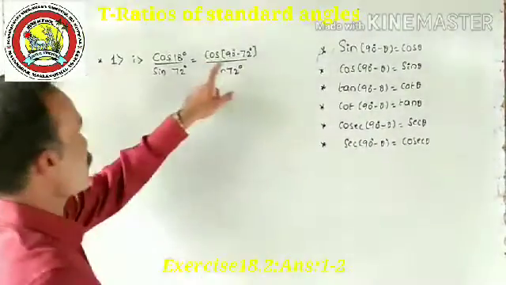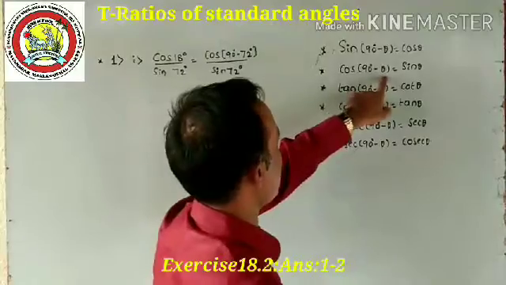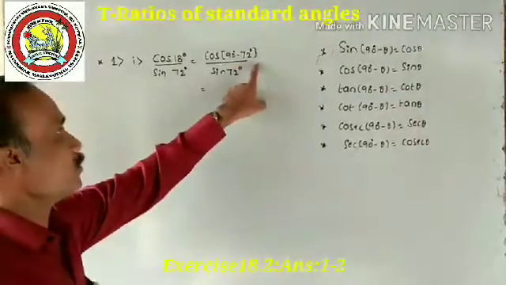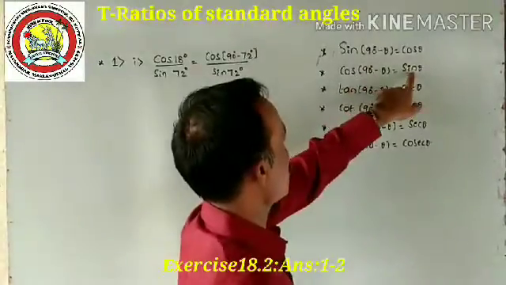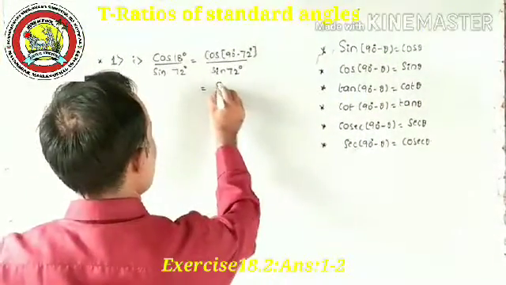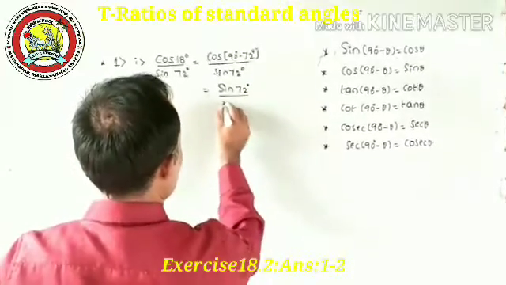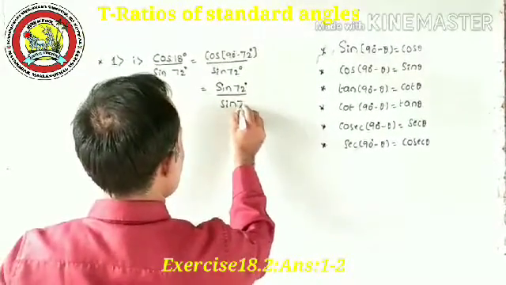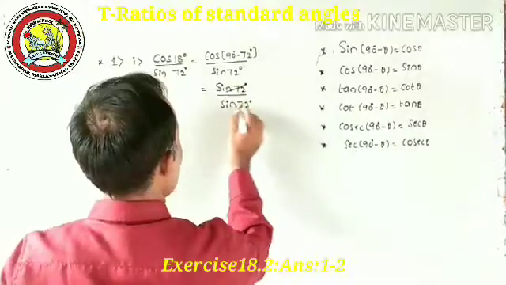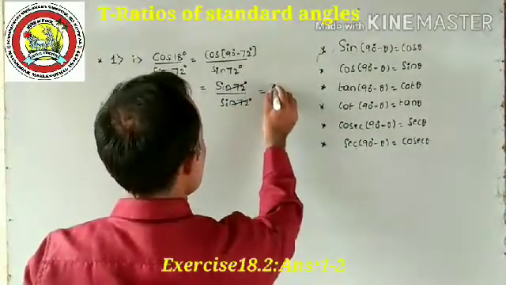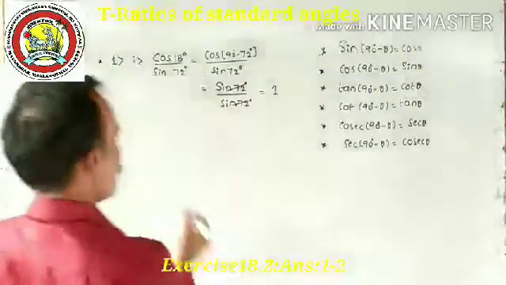So this is equal to cos of 90 minus theta, where theta is 72 degrees. Cos of 90 minus theta is equal to sine theta. So sine 72 degrees divided by the denominator, also sine 72 degrees, gets cancelled. The answer is 1. Yes, this is very simple.